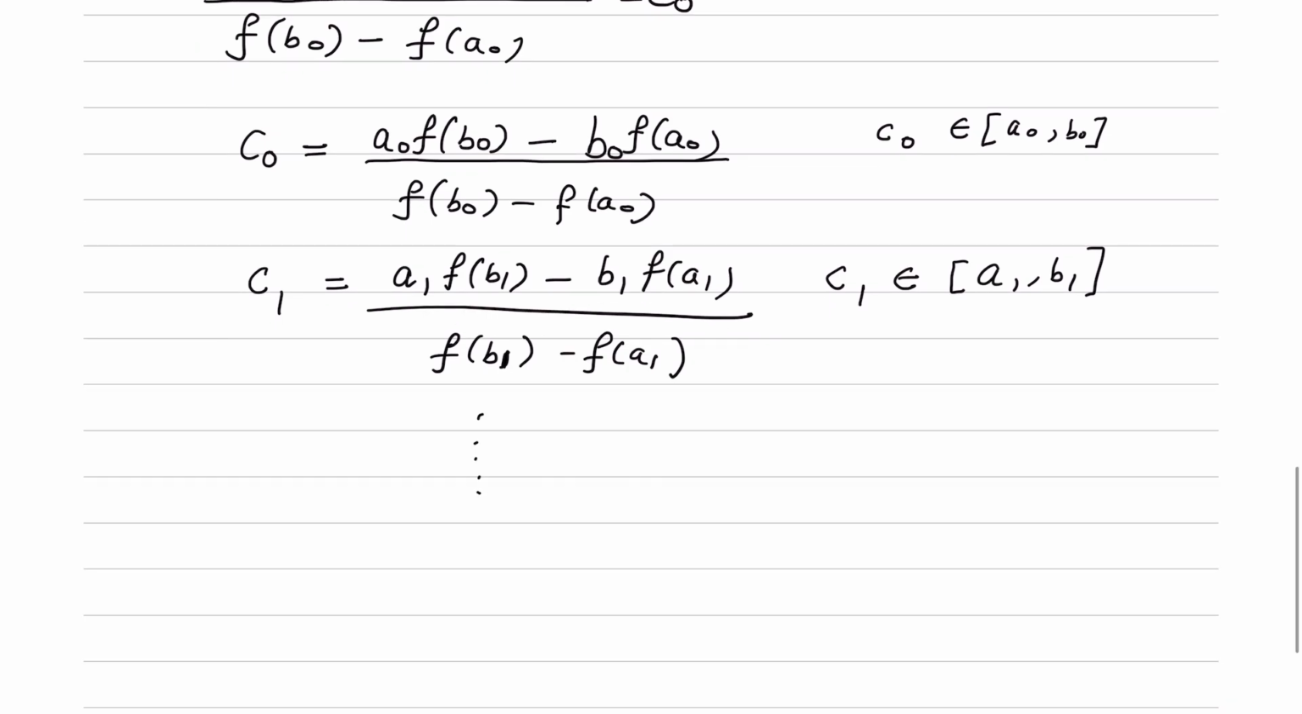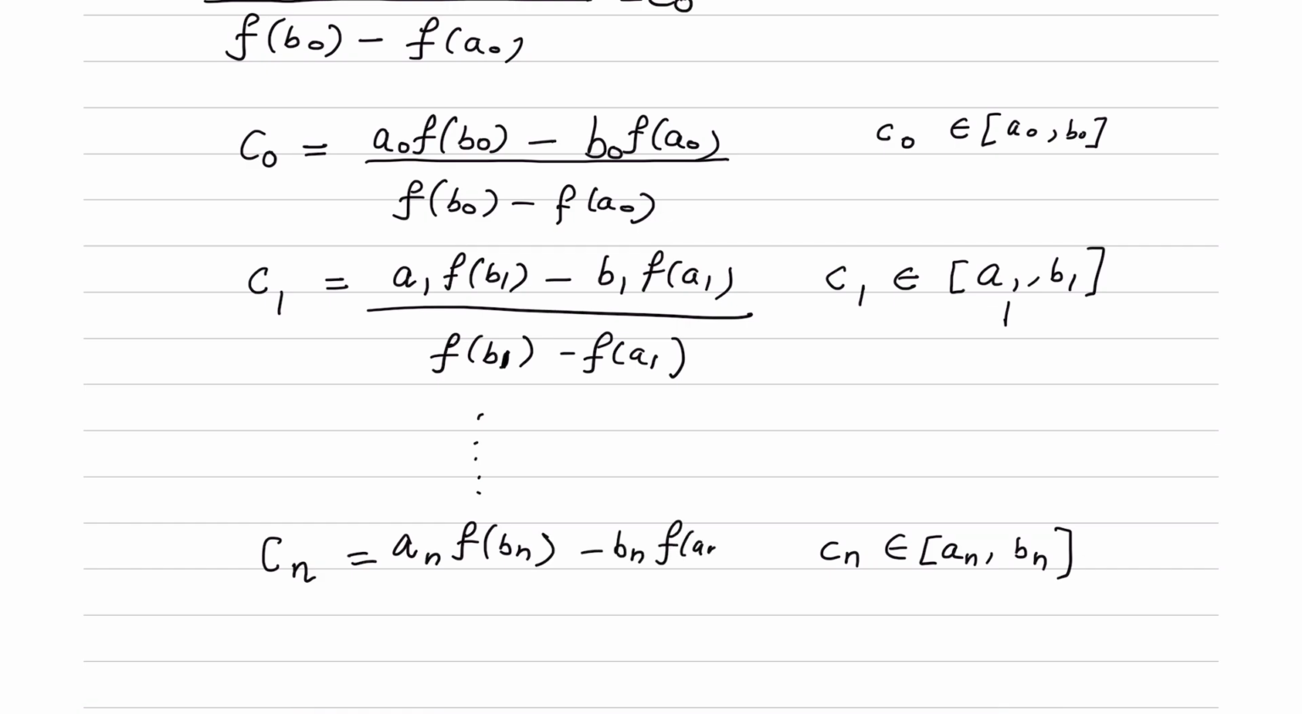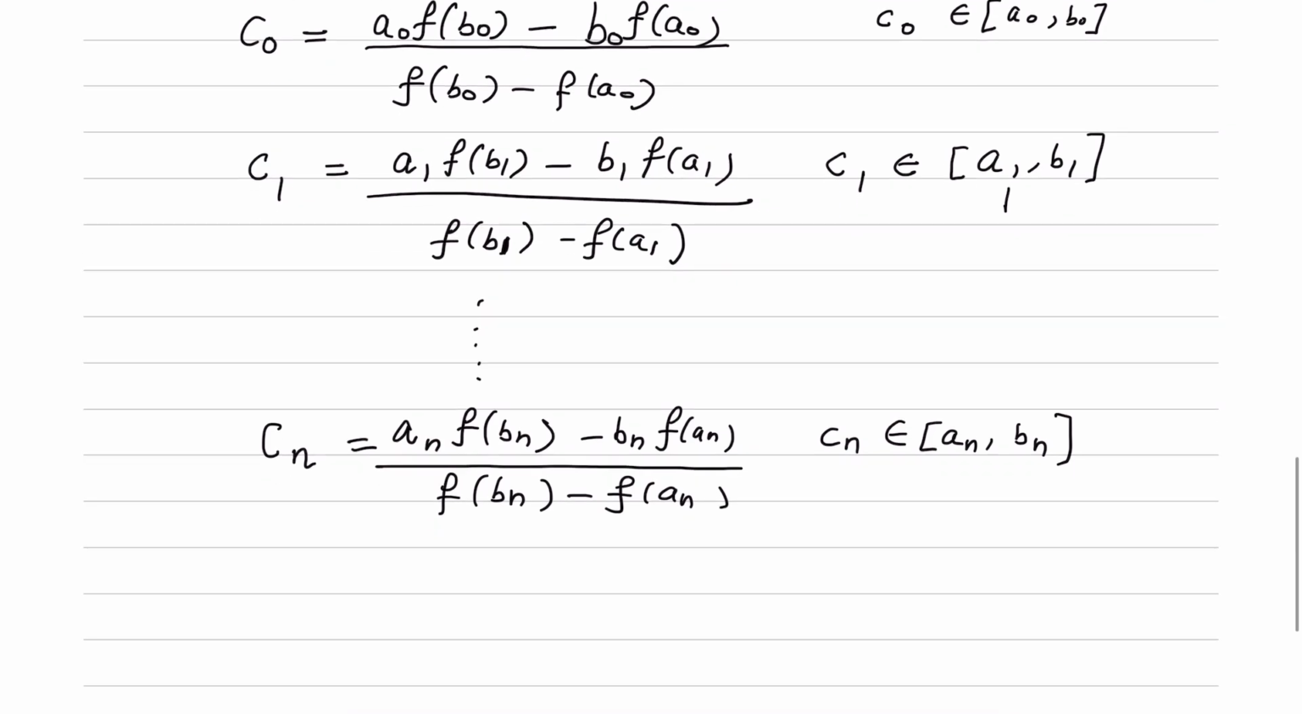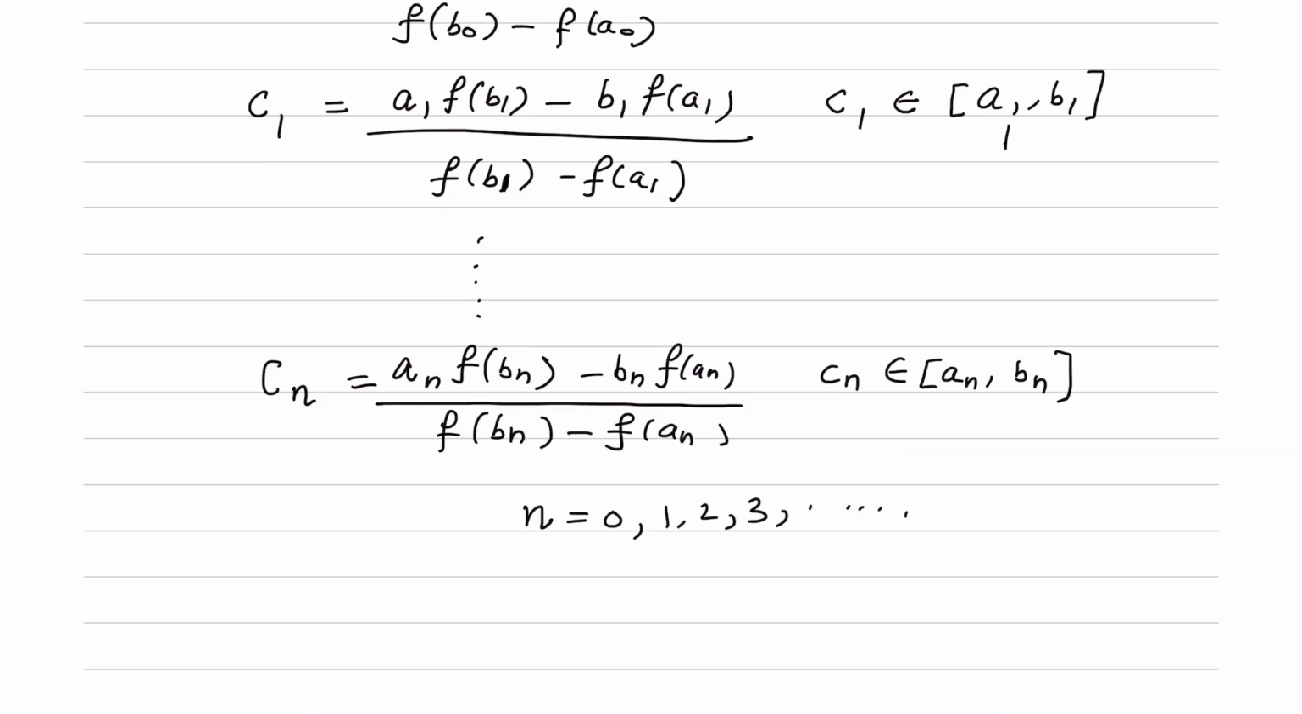So we keep on finding the false point. Let's write cn. cn will belong to the interval an, bn. And the formula will be an f of bn minus bn f of an over f of bn minus f of an. So this is how we keep on finding the false points, and one of these false points will be the root of the equation that we had to find by using the false position method.